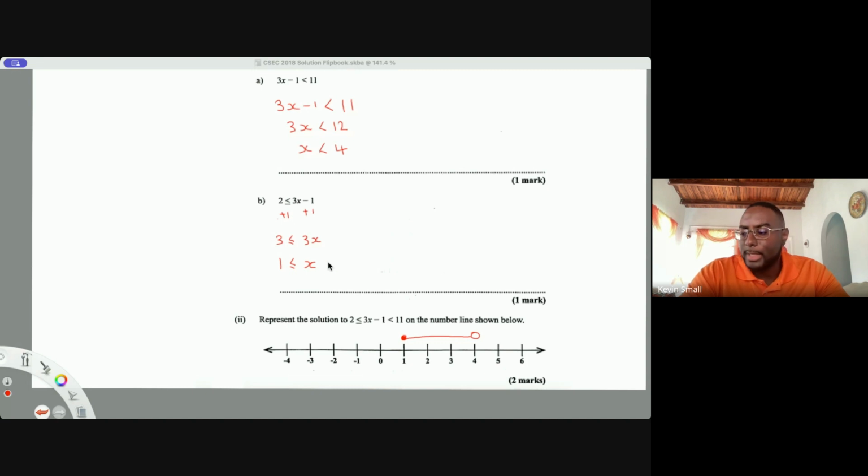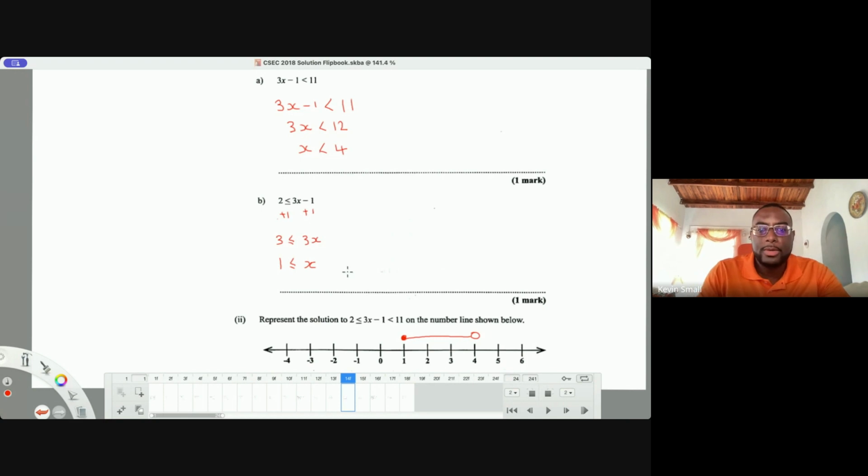By the way, in your exam, if you care to, you can always rewrite this. I can just change it around. I can say R, put the X on the left, if that makes more sense to you. X is greater than or equal to 1. And it's still the same thing, okay?